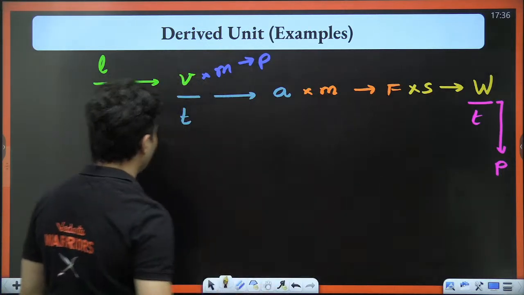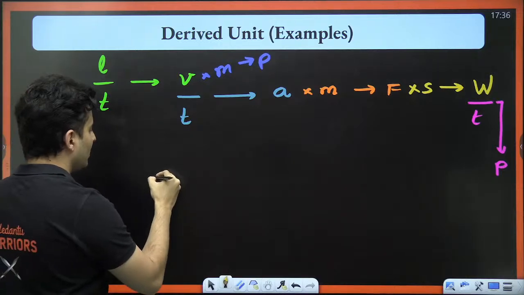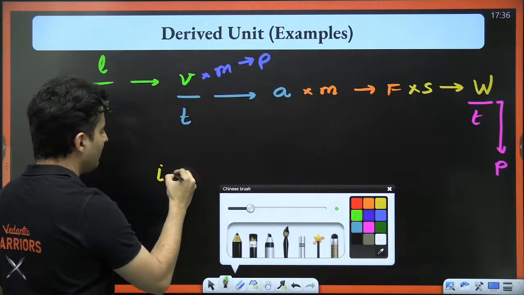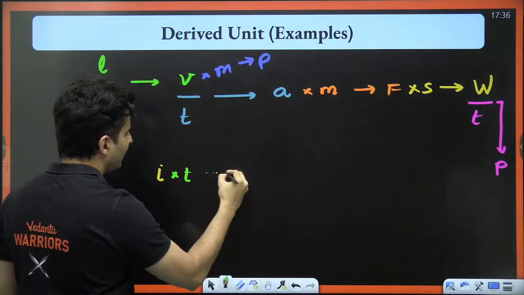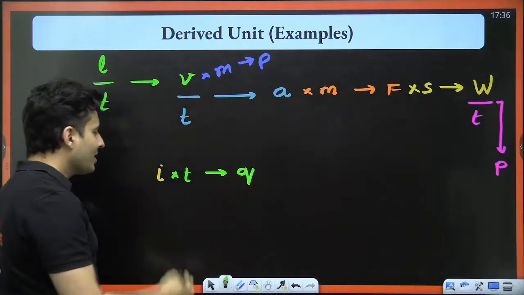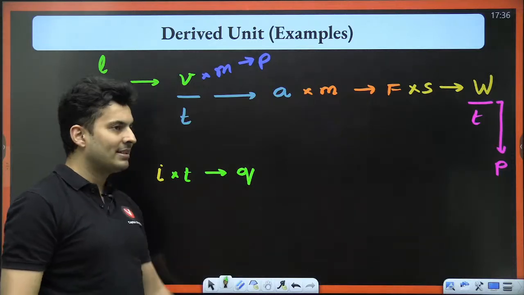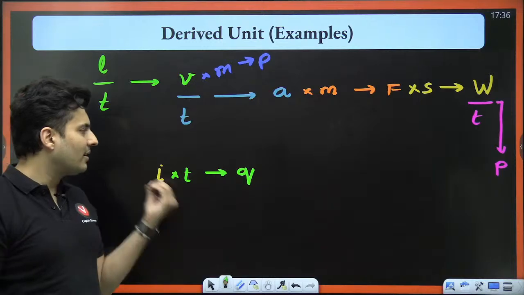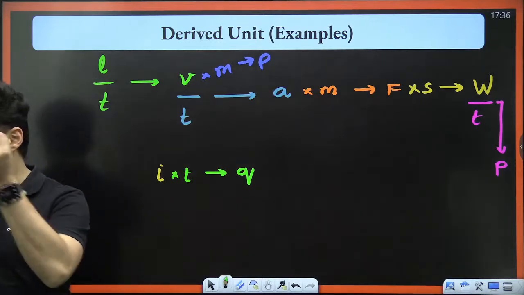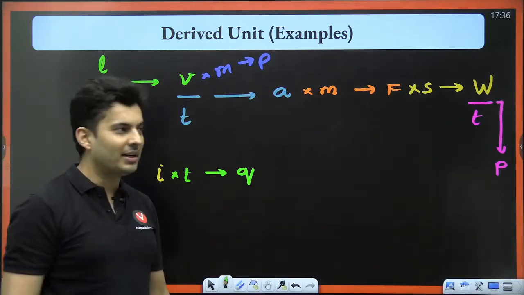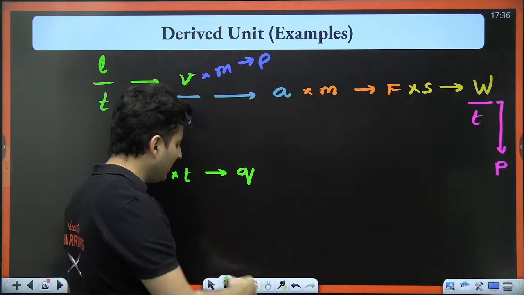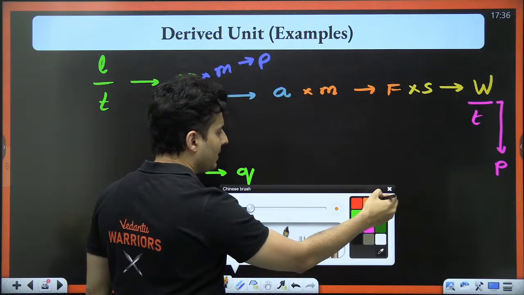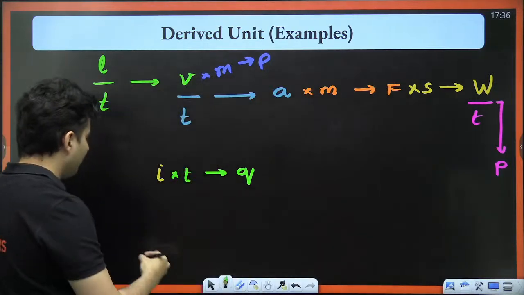Similarly, I can start with current, and then I can just multiply it with time. Then I will get basically charge. Current multiplied by time is basically charge. So charge is a derived quantity because current was a fundamental quantity. Keep this in mind.